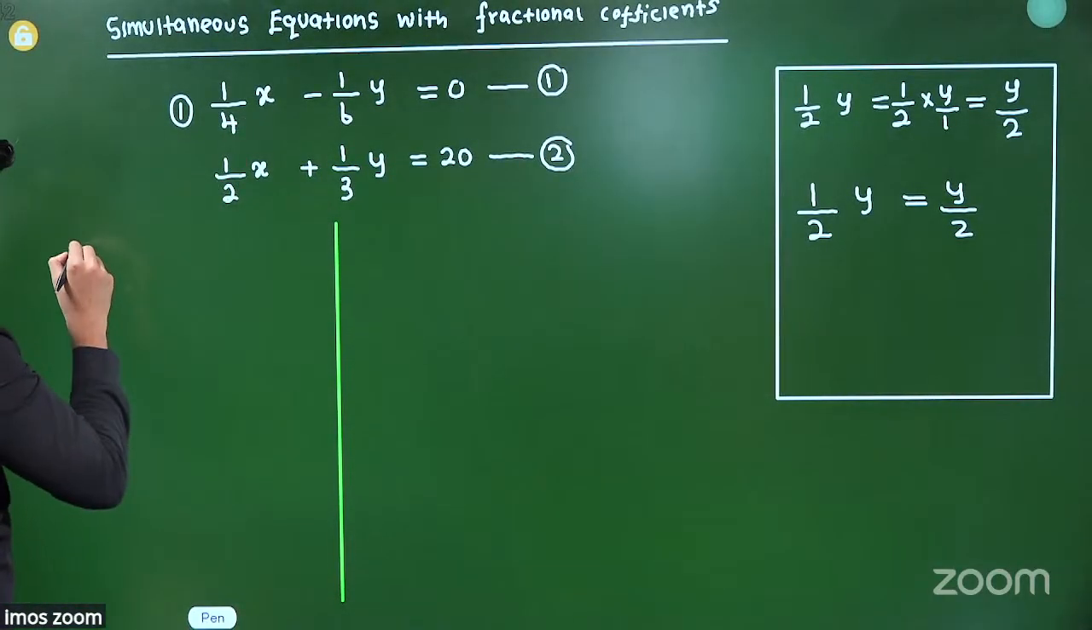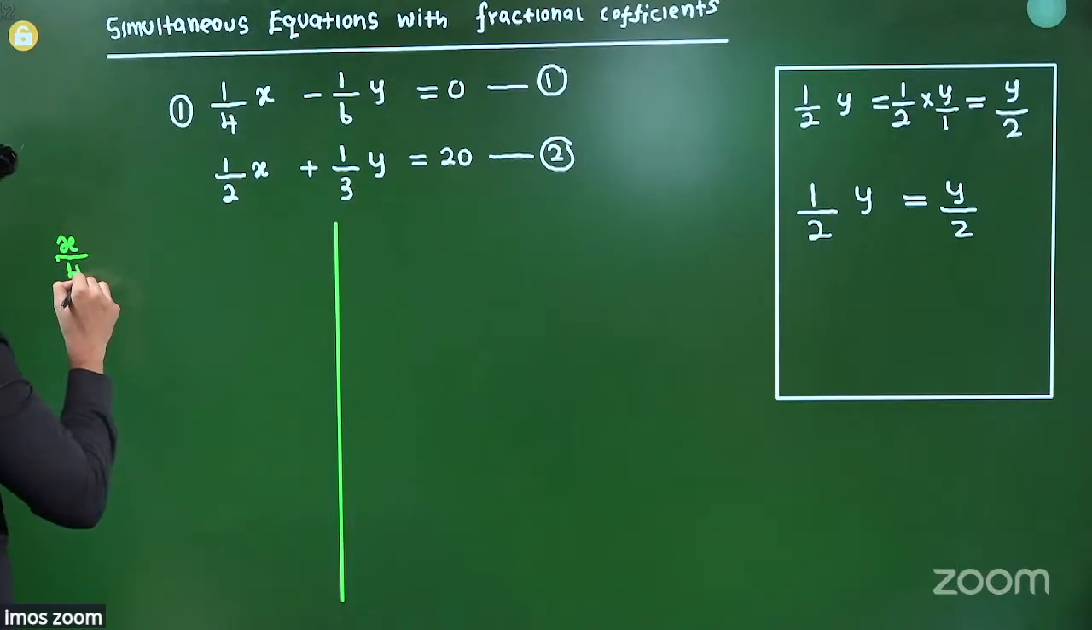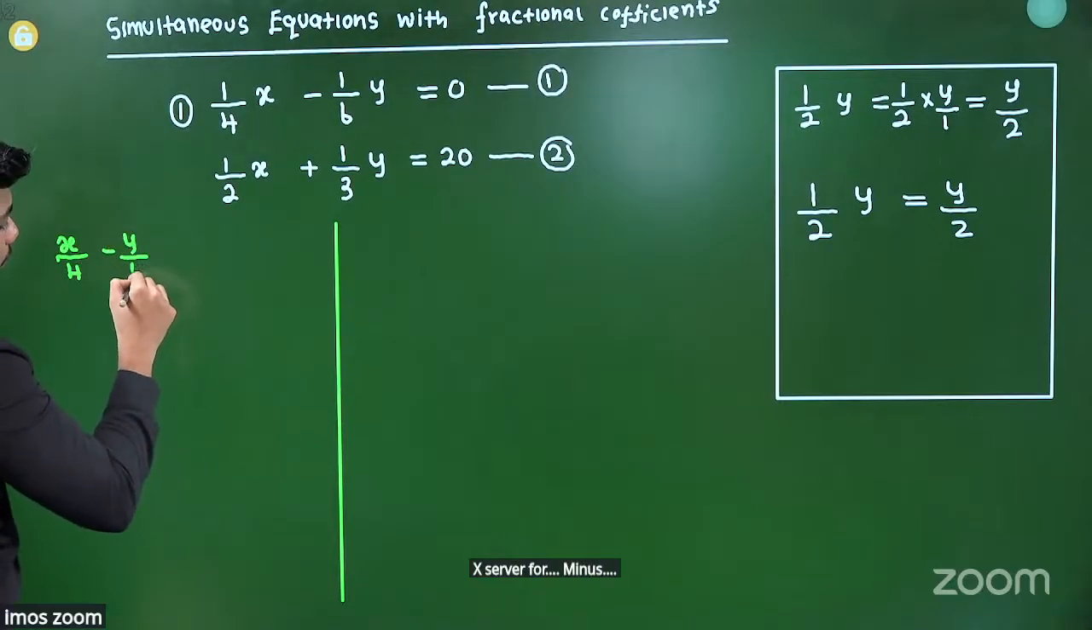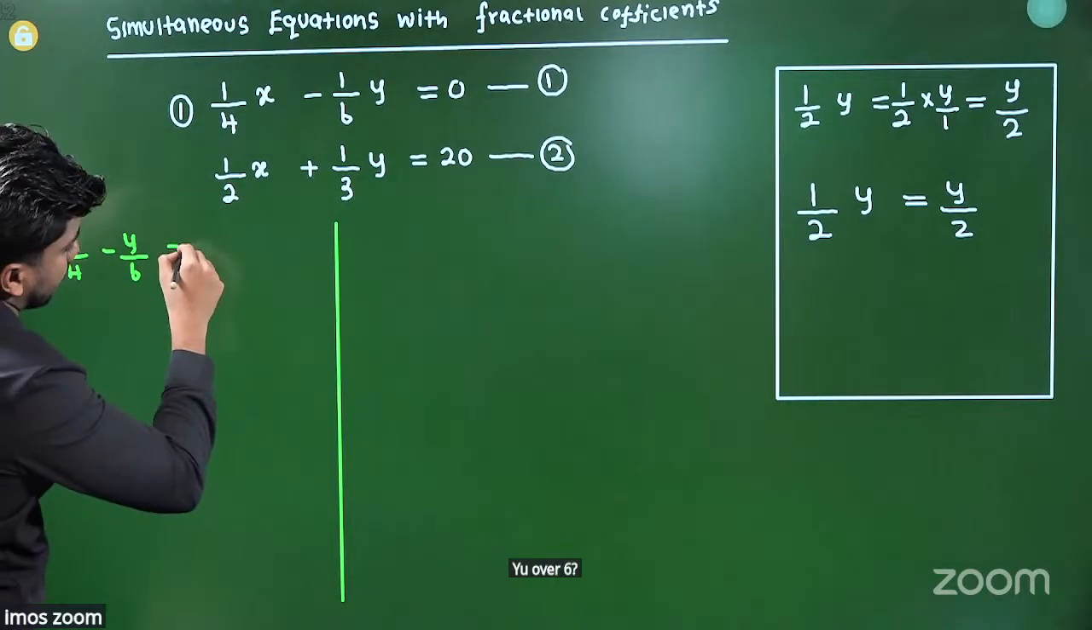Right, what is the first equation? x over 4 minus y over 6 equals 0.